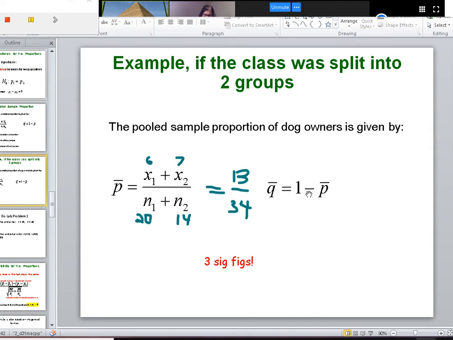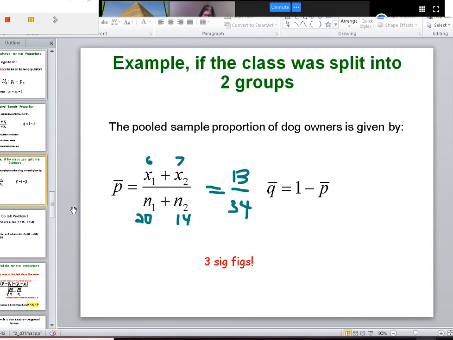So here, that's the pooled thing. You take the 6 out of 20 and the 7 out of 14, and you're saying there are 6 plus 7, 13 total out of 20 plus 14, 34 total. That's when you pool both groups together into one group. That's your proportion. And then Q bar would just be 1 minus P bar. And go ahead and find this as a decimal and give me 3 sig figs on it. Okay? So that's what you need to do.